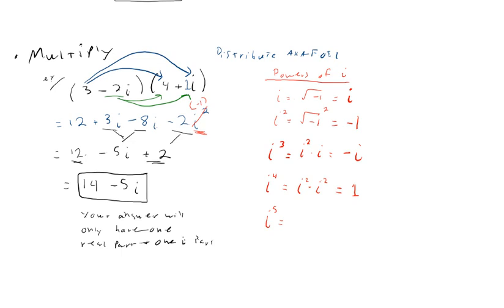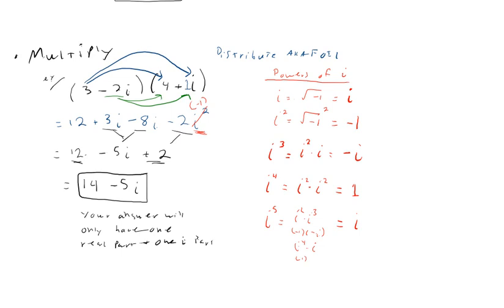You could do i squared times i cubed for sure. Multiply these two together, i squared times i cubed. What's that going to make? i squared is -1. i cubed is negative i. -1 times negative i, what's that going to make? Yeah, perfect. Back to regular i, everybody. i to the 5th power, another way you could see it is i to the 4th times i, and i to the 4th is just 1 times i, so we have i. Either way, we get back to i.